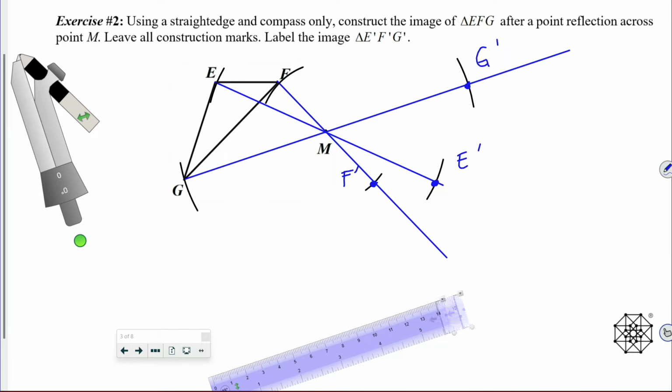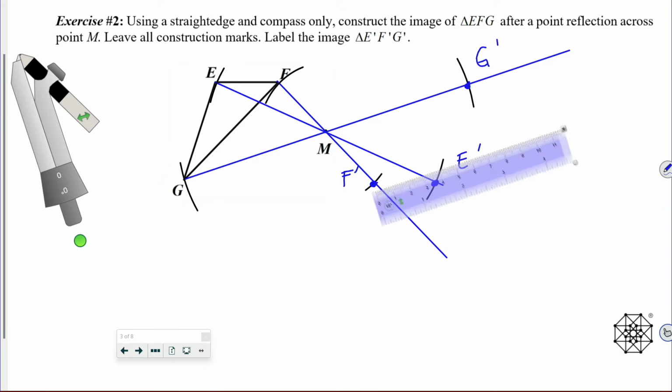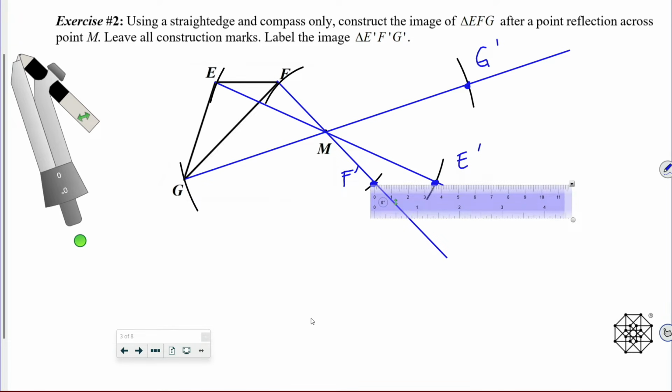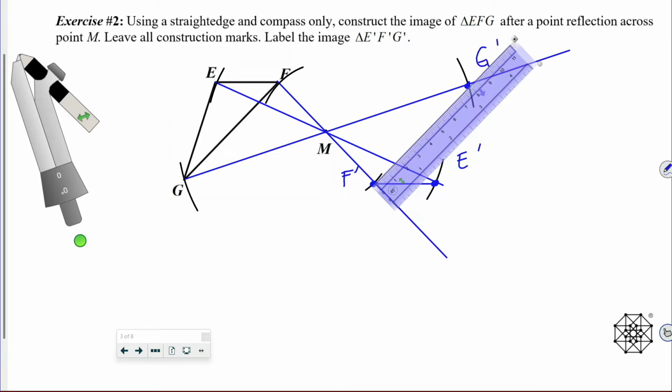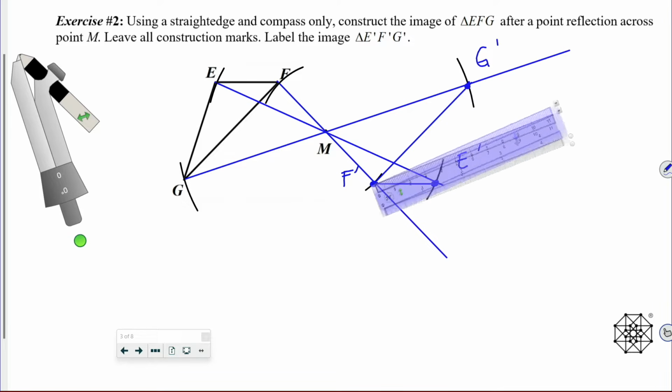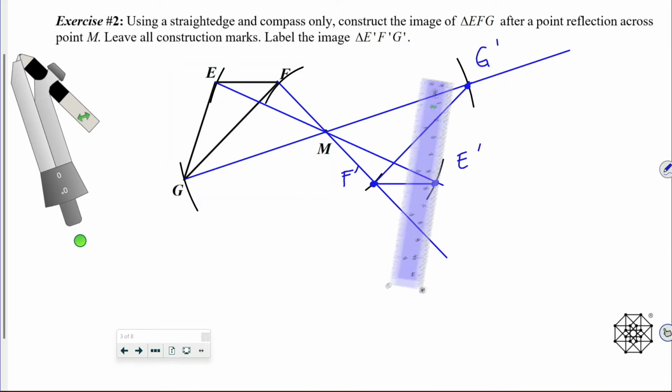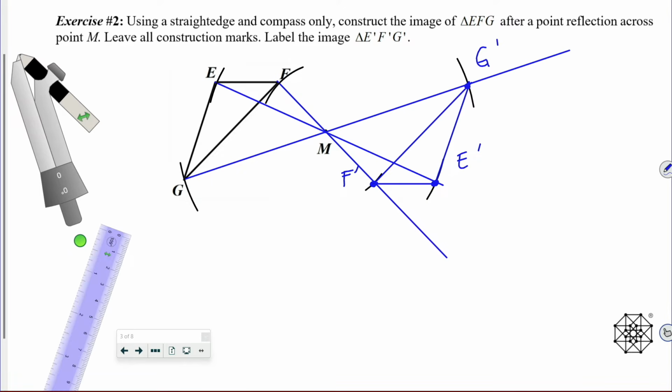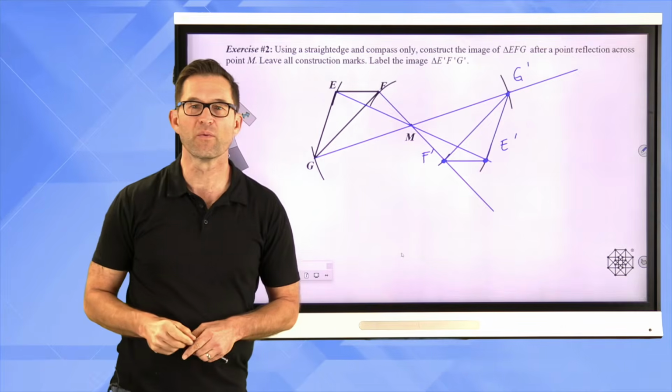And I can now draw in my triangle. I do this with my straight edge because I want to make it look good. There. There. And, oops. Bring this up here. Sorry, these always take some time. There. All right. And there is that point reflection.